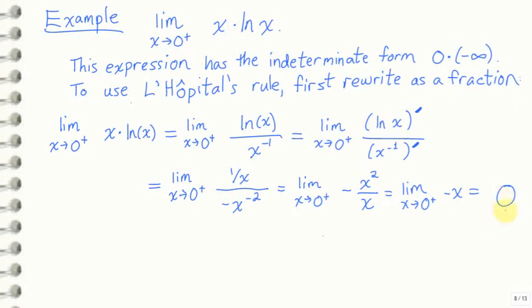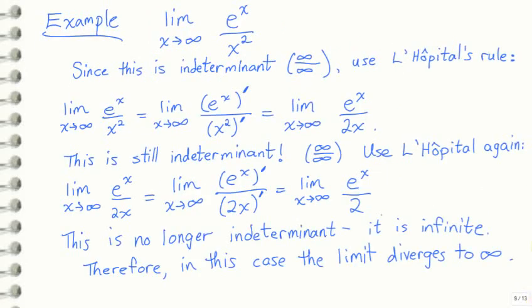Let's do another example. Let's see. Here's a good one. Limit as x goes to infinity this time of e to the x divided by x squared. Again, you have an indeterminate form. If you were to just plug in infinity, you would get e to the infinity divided by infinity squared. An indeterminate fraction, so we'll use L'Hopital's rule.